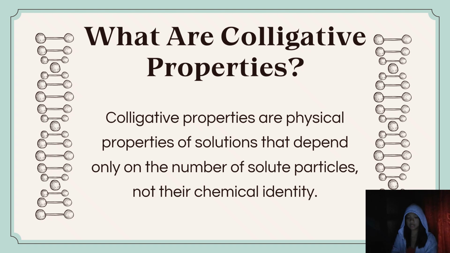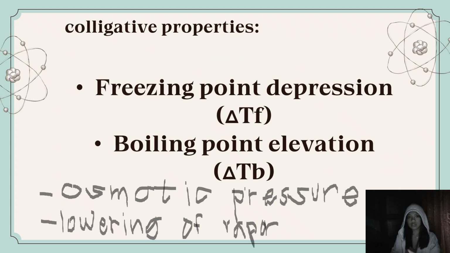So what are colligative properties? Colligative properties are physical properties of solutions that depend only on the number of solute particles, not their chemical identity. So here are the colligative properties. The first one is freezing point depression. The next one is the boiling point elevation. The third one is osmotic pressure, and the last one is lowering of vapor pressure.